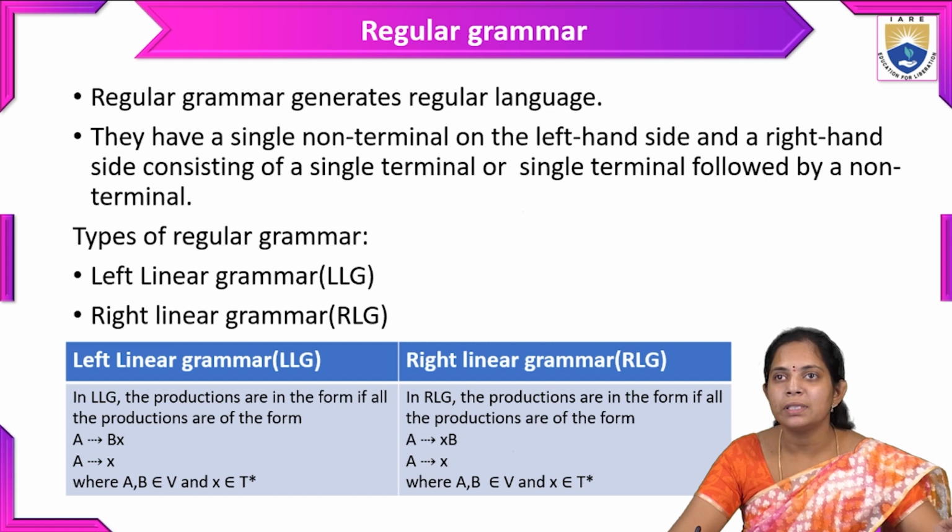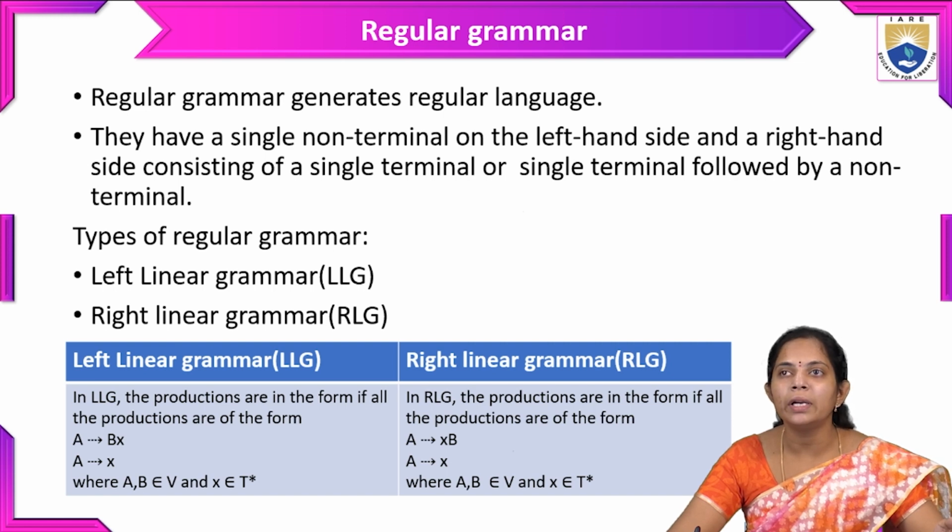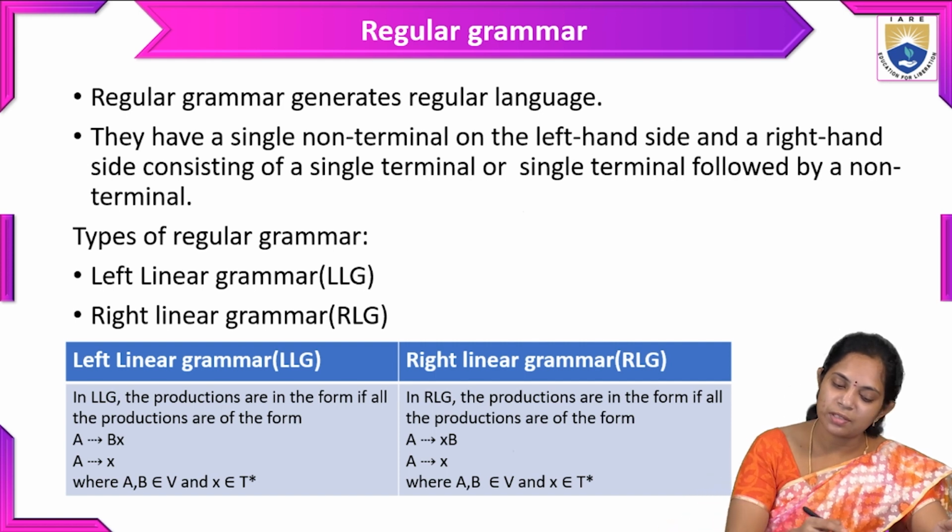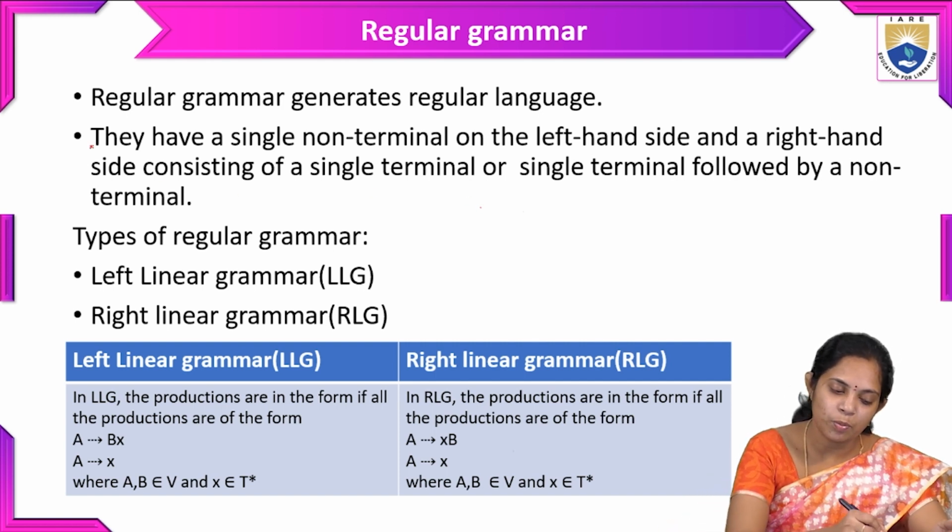They have a single non-terminal on the left hand side, and the right hand side consists of a single terminal or a single terminal followed by a non-terminal. Just now we discussed the production. This is about the production rules.